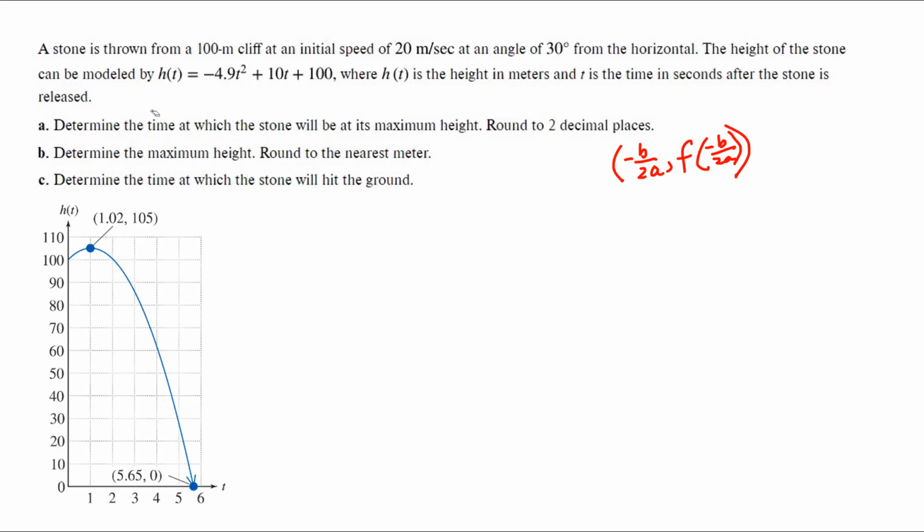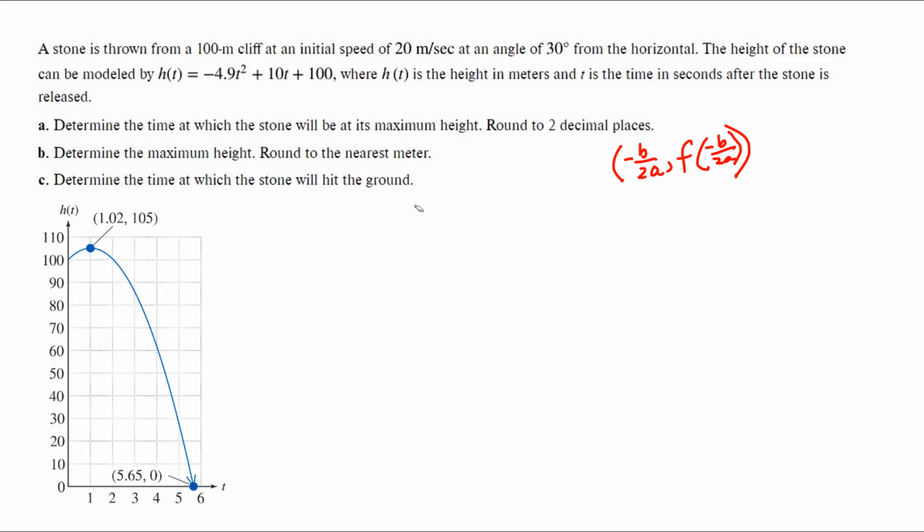All right, a stone is thrown from a 100-meter cliff at an initial speed of 20 meters per second at an angle of 30 degrees from the horizontal. The height of the stone can be modeled by h of t is equal to negative 4.9 t squared plus 10t plus 100, where h of t is the height in meters and t is the time in seconds after the stone is released.